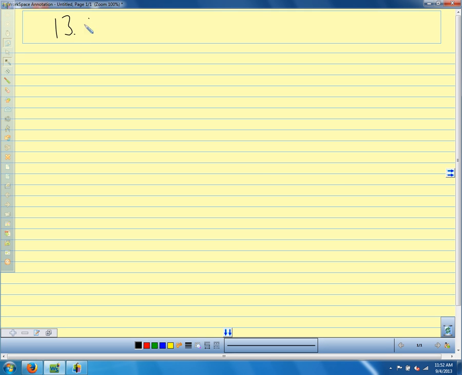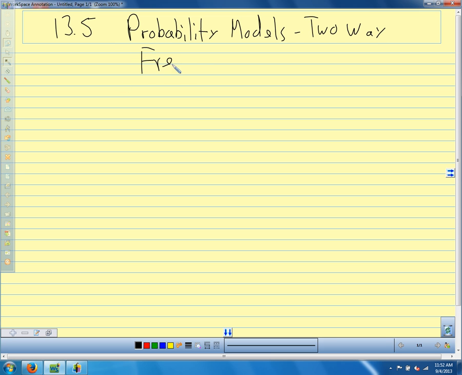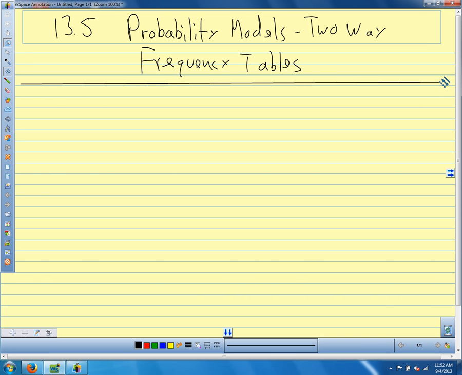13.5. Our book calls this section probability models. But what we're really talking about is two-way frequency tables. So I'm going to draw a two-way frequency table that we're going to use for all of our examples, because we'll be able to get all of our information.